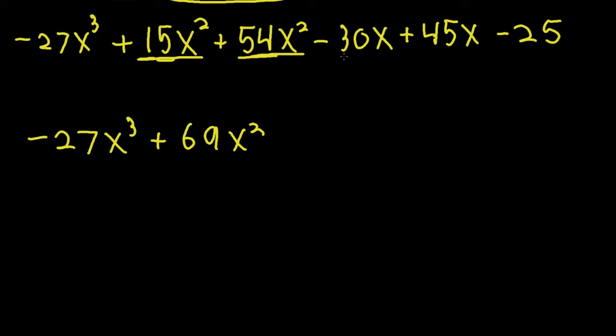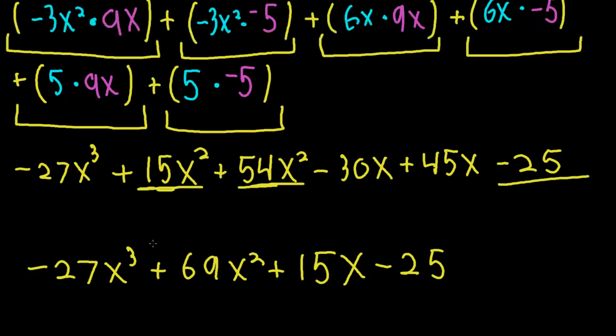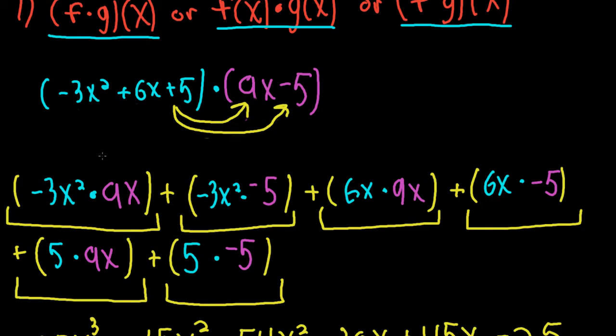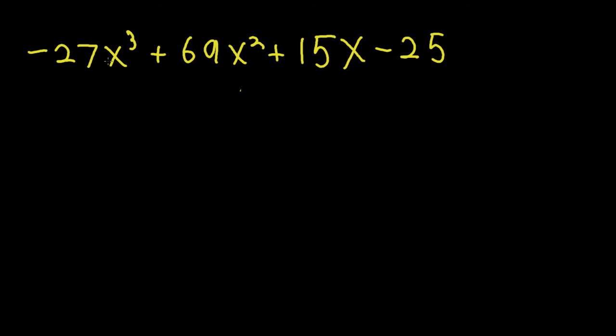Alright. Now I have negative 30x plus 45x. Well, I know negative 30 plus 45 is positive 15x. Finally, all I do is carry my last term over here, which is negative 25. So we get that f of x times g of x, or negative 3x squared plus 6x plus 5 times 9x minus 5, is equal to negative 27x cubed plus 69x squared plus 15x minus 25.